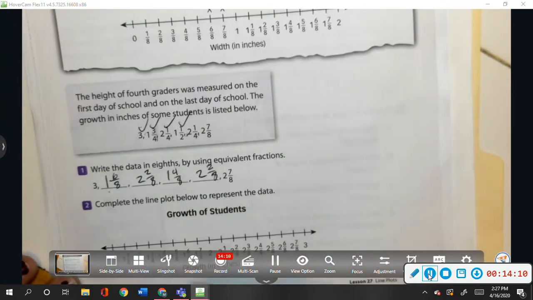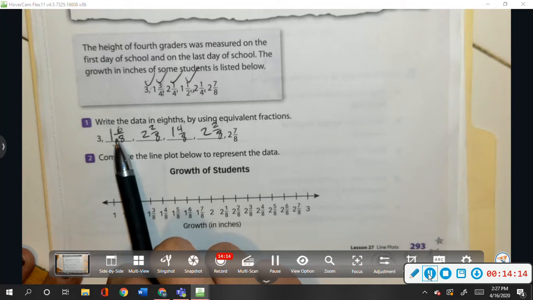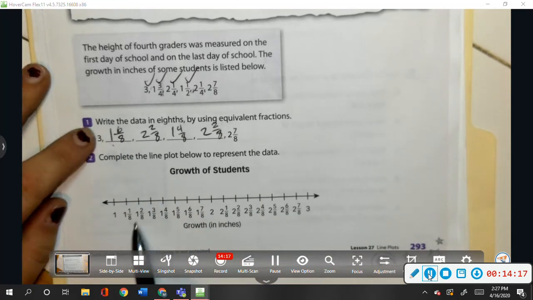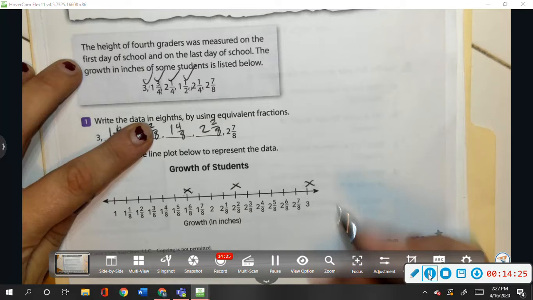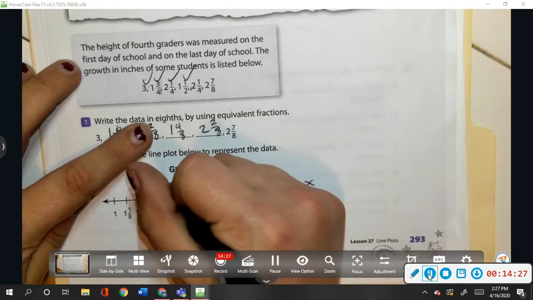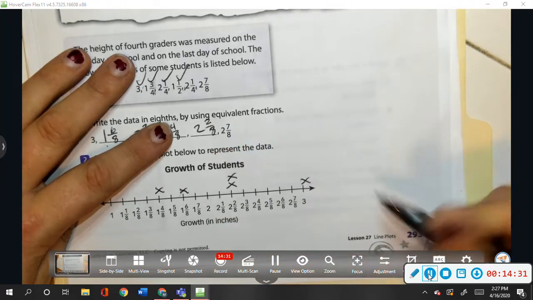And it says complete the line plot below to represent the data. So we're going to take this data and we're going to put it on our line plot. So we have 3, 1 6/8, 2 2/8. I'm just going to put my tallies right above my numbers. 1 4/8, 2 2/8 again, and 2 7/8.